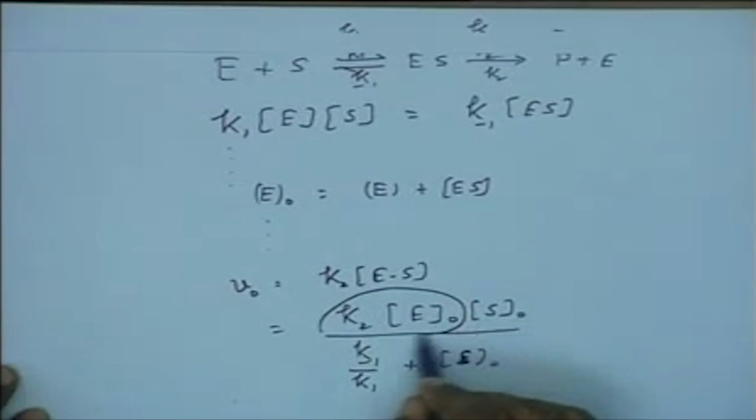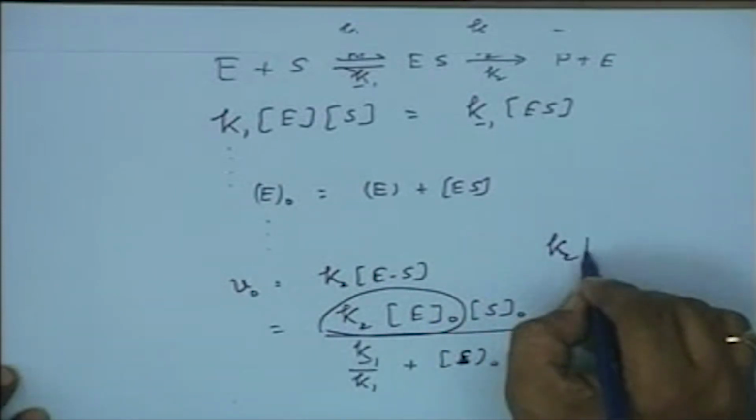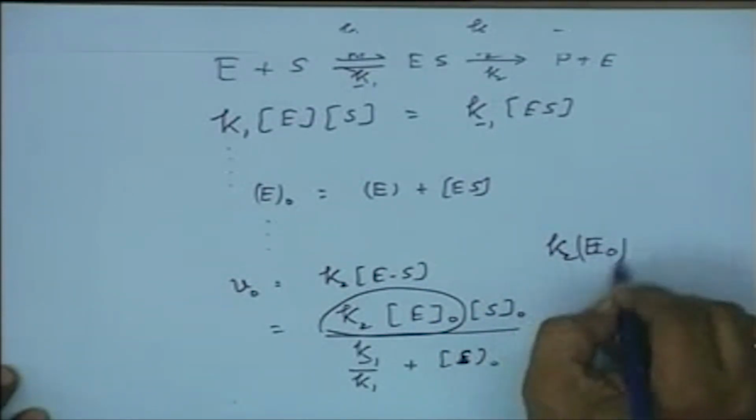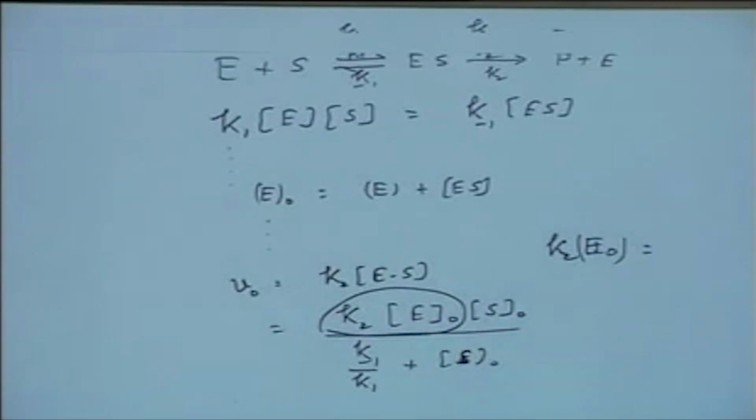The term K2E0 was the saturated reaction rate, when all the enzyme is saturated with the substrate, that is, bound to substrate. It is a hypothetical situation which will never emerge, because there will always be an equilibrium between free enzyme, substrate and the enzyme substrate complex.